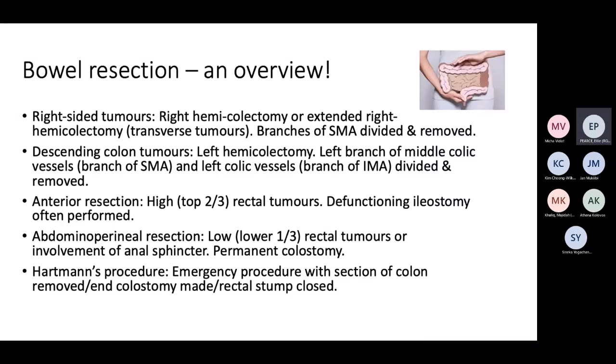An AP, or abdominal perineal resection, is for low rectal tumours, so tumours in the lower third, or that involve the anal sphincter. Unfortunately, an AP resection always requires a permanent colostomy, because by removing the anal sphincter, that person is not going to be able to be continent if you reverse it. And then a Hartmann's procedure is an emergency operation where a section of colon is removed. For example, in perforated diverticulitis, we'd remove a section of colon and an end colostomy is made, which may or may not be reversed at a later point.